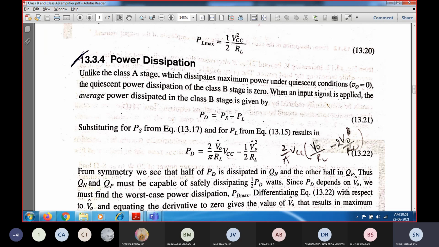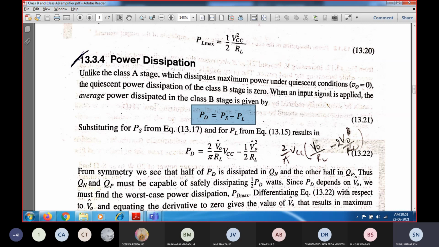So in this class B amplifier, whenever an input signal is applied, what is the average power dissipation by the class B stage? The power dissipation is given by power supplied minus load power. The power supply PS is the DC power supply, and then there is the AC power delivered. If you subtract these two, that gives the power dissipation for class B.